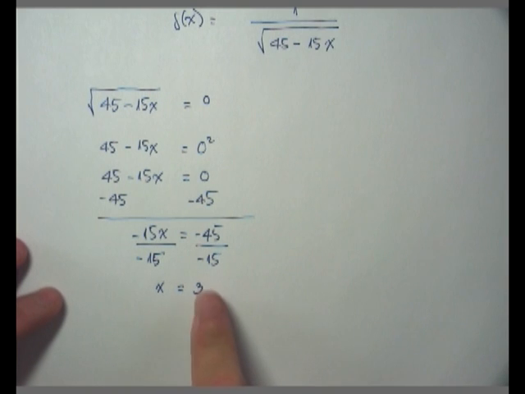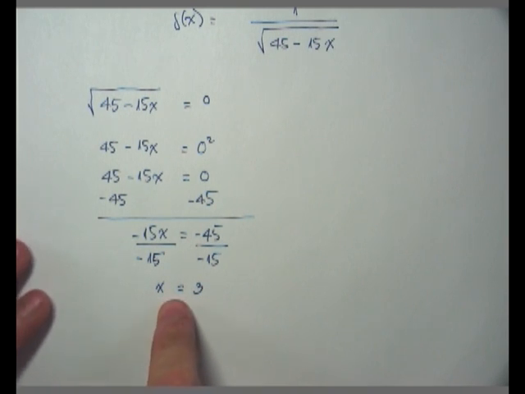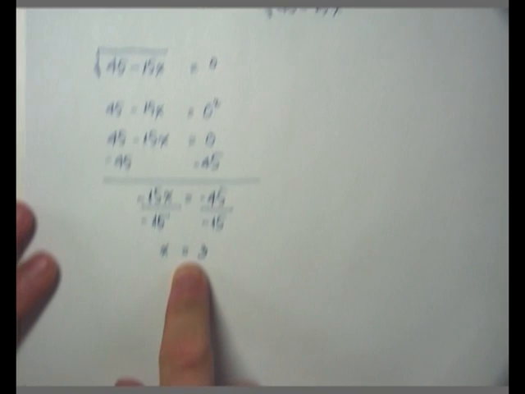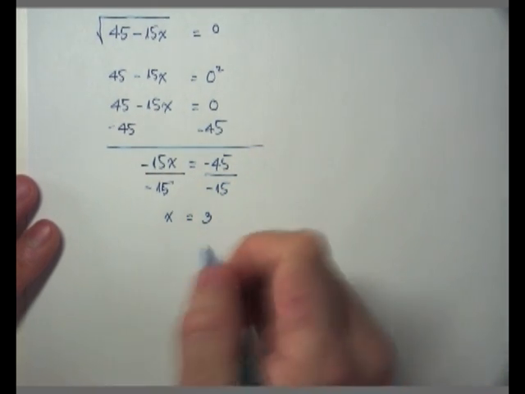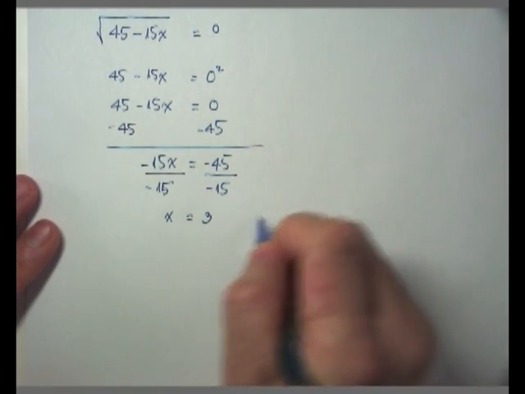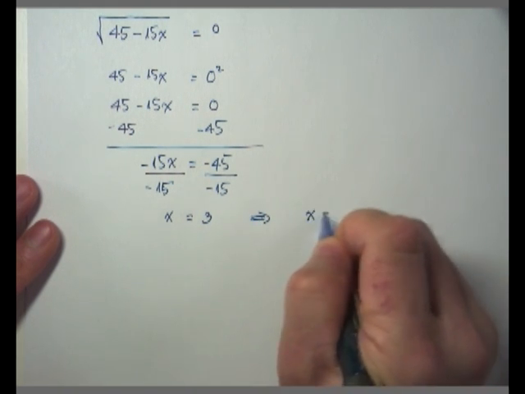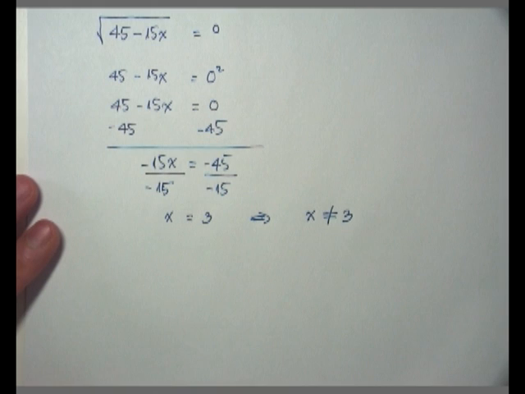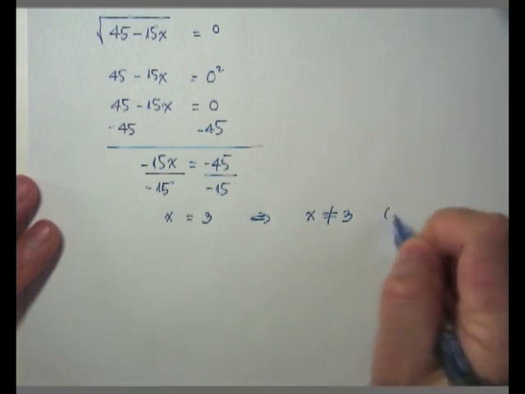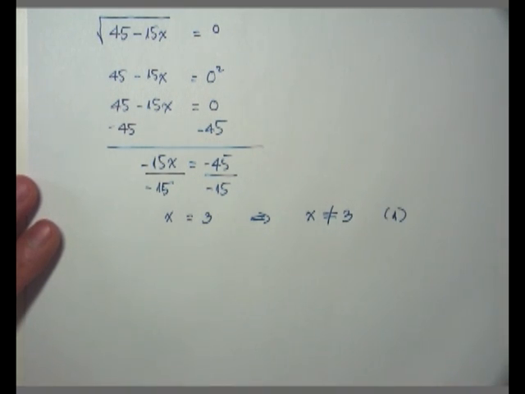And once again, here we are not done. This answer is not our domain. It's not the answer to our domain problem. But we know for sure the domain must exclude this value. So the first implication here is the domain is going to be any x except 3. And that's one logic. And we might put that as condition number 1 for the domain.